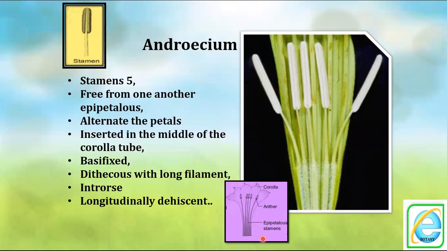This is the diagrammatic representation. This is the corolla, these are the anthers, this is the filament, and this is the epipetalous condition. We call this condition, when the stamens are attached to the petals, the epipetalous stamen.